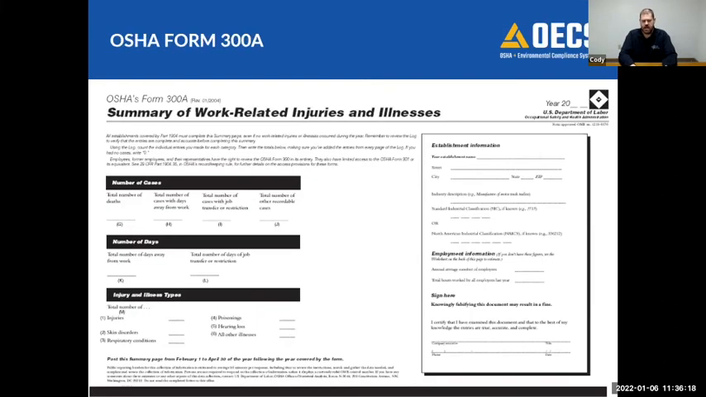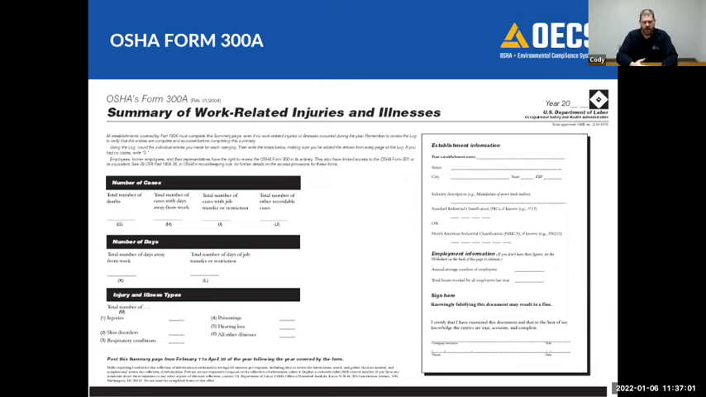So then we move on to the 300A form, which is what is required to be posted. And this is just a summary for the entire establishment or company, depending on how you're set up there. It will go through total number of deaths, the days away from work, days with job transfer restriction, and other recordable cases. It really just takes that 300 form and breaks it down and summarizes it for an easy snapshot. Then you'll fill this form out, put all your information on there, have one of your company execs sign off that it is accurate, and then you will post this for your employees to be able to see.